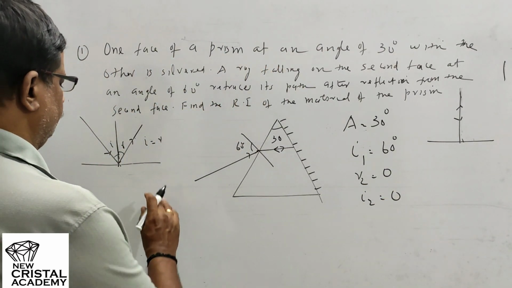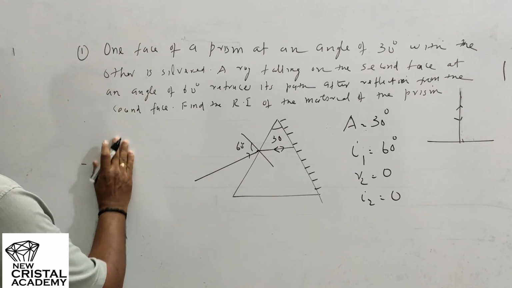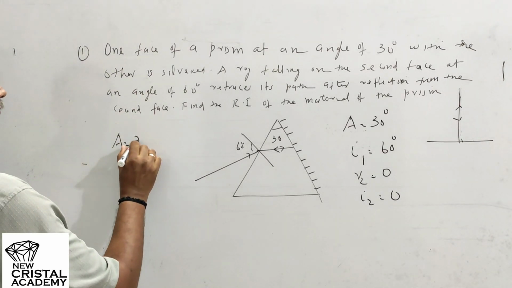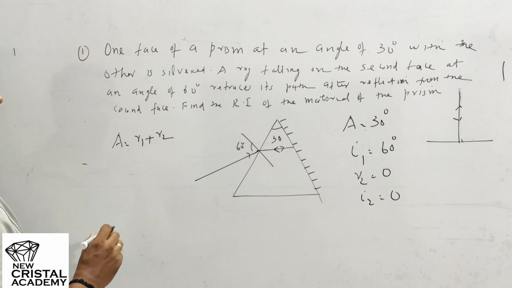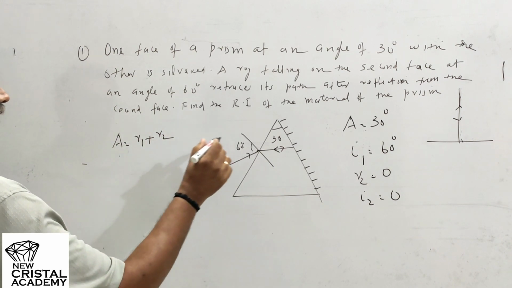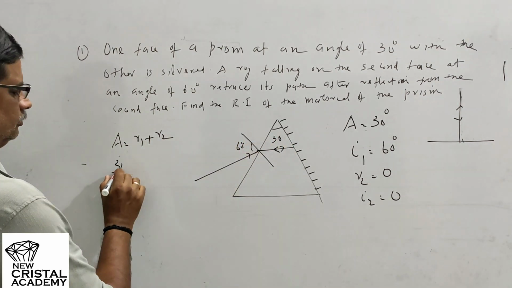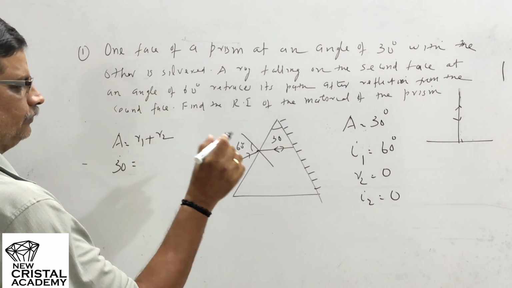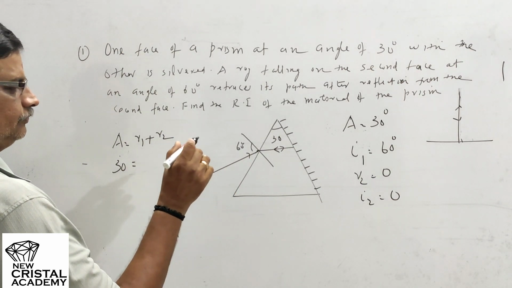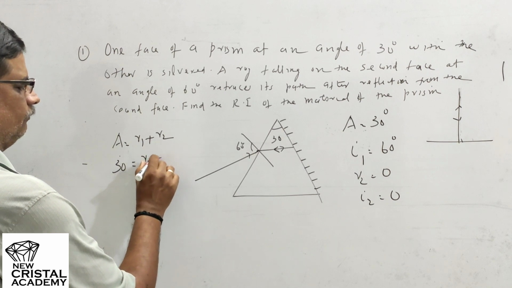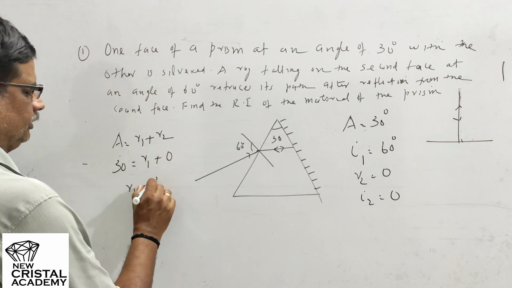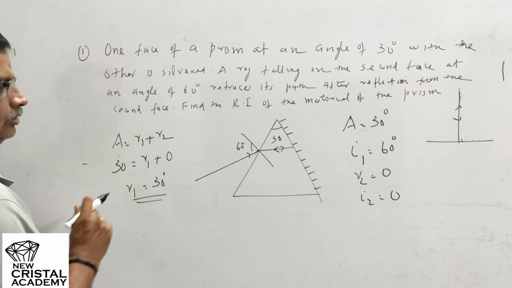But we know that for a prism, A equals R1 plus R2. The angle of the prism is given as 30 degrees, and the angle of incidence at the second surface is 0. So A equals R1 plus 0. From this we get R1 equal to 30 degrees.